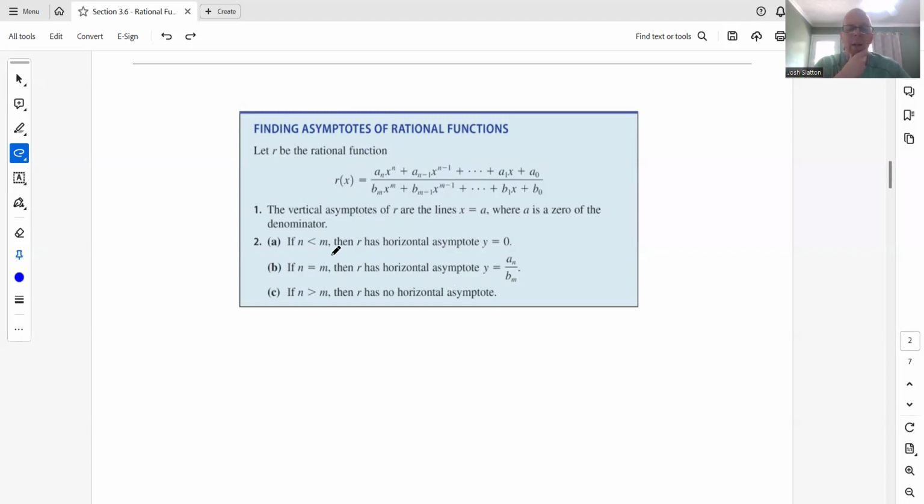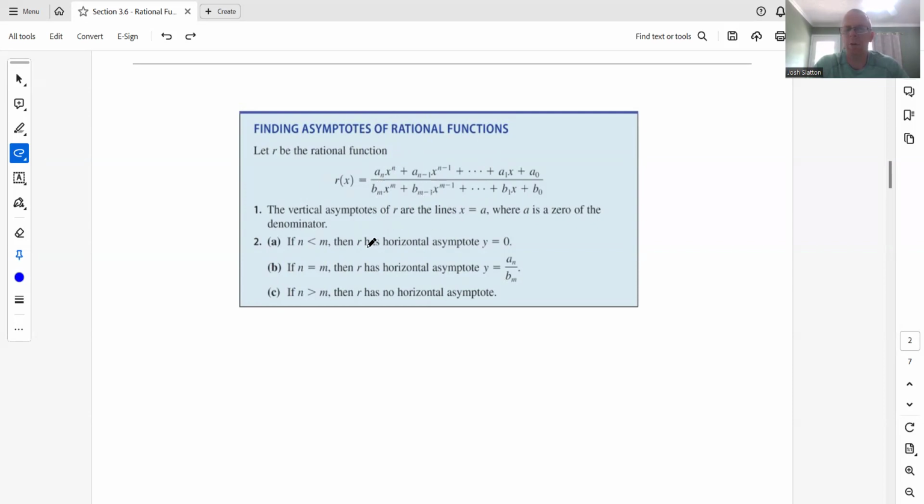And then the third possibility is they could be equal. So we could have an x cubed polynomial up here, and an x cubed polynomial down here. So the degrees could be the same. In that case, we just look at these two coefficients. So this is 2x cubed plus whatever else we might have, and then we have 3x cubed plus whatever else we might have. The horizontal asymptote would be y equals 2/3, because those are the two coefficients. And so that's all there is to it.